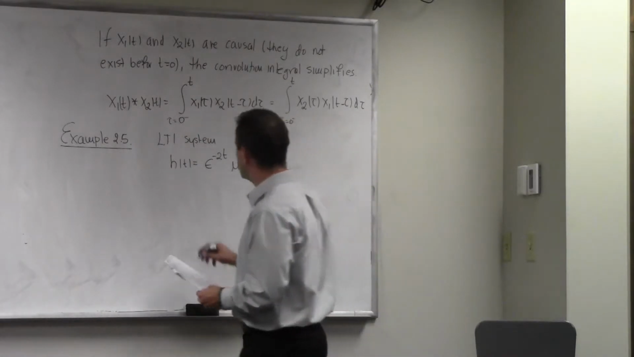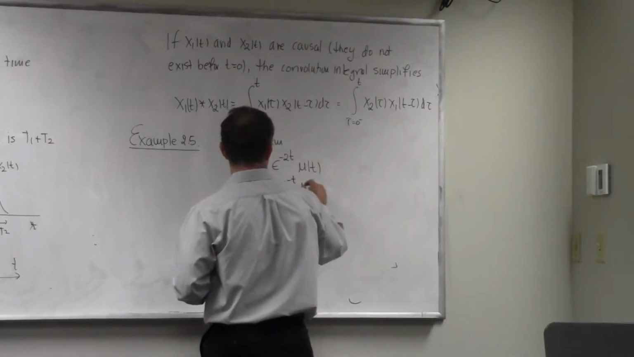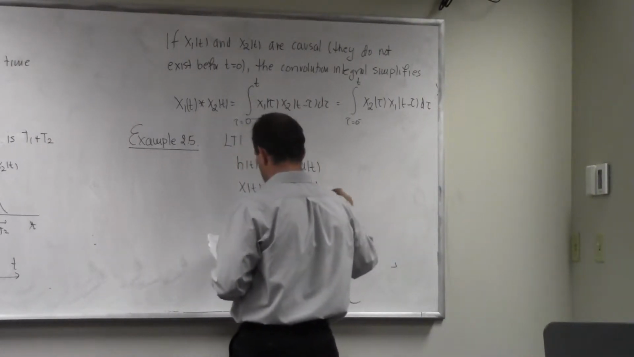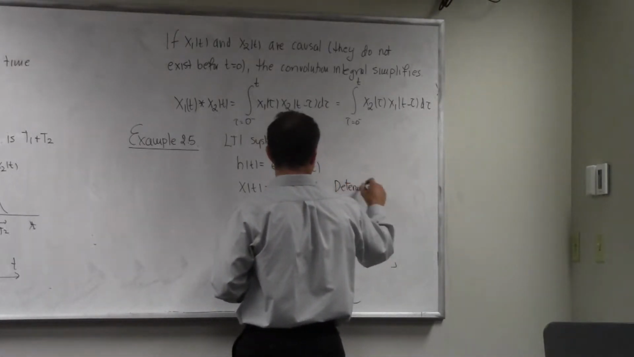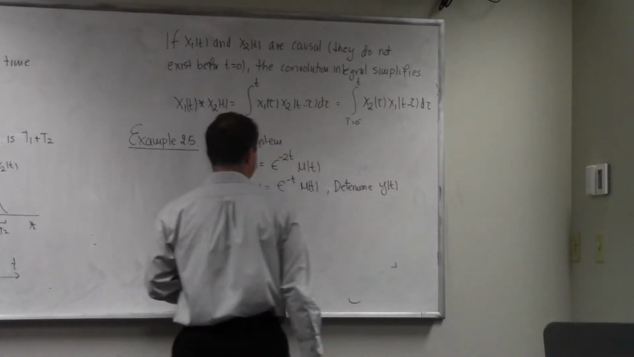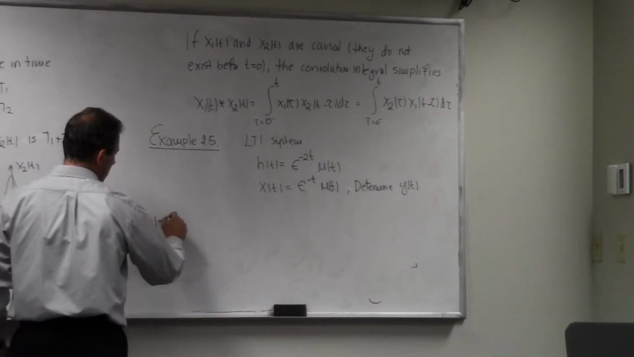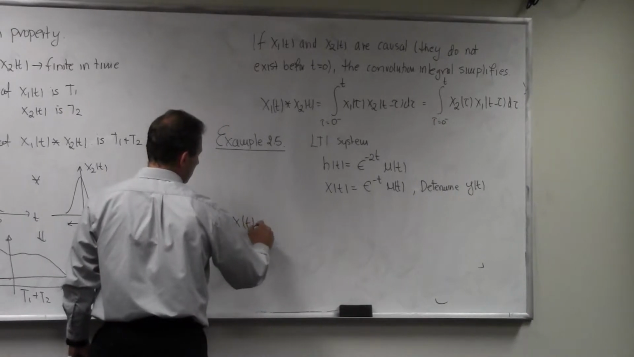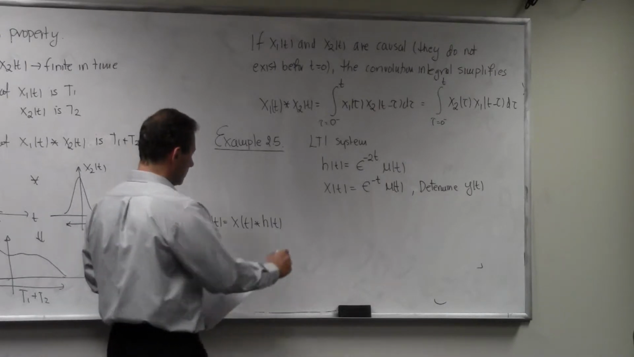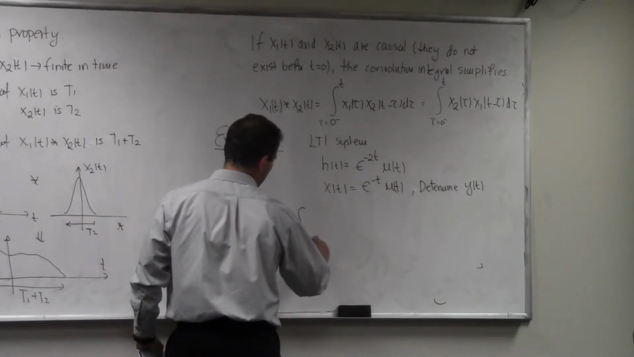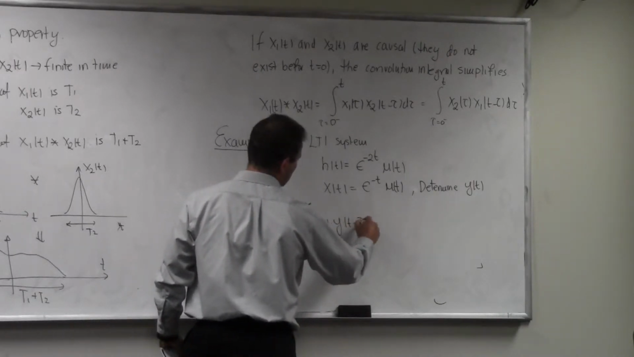Now the input presented to the system, x of t, is equal to e to the minus t u of t. And the question is: determine y out. Now, y of t is x of t convolved with h of t. Right, and in long form, this is an integral, when tau goes from minus infinity to plus infinity, x of tau, h of t minus tau, d tau.